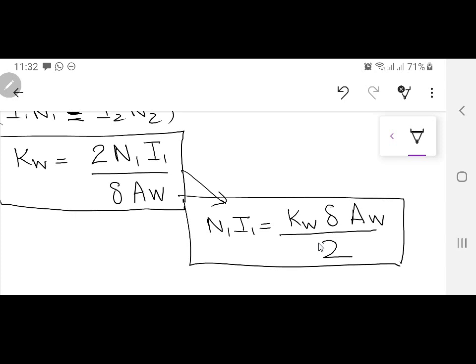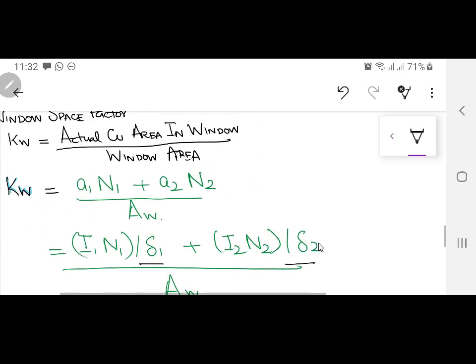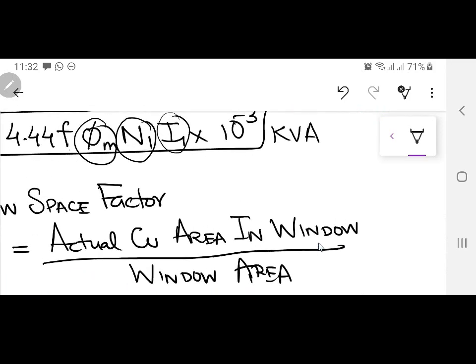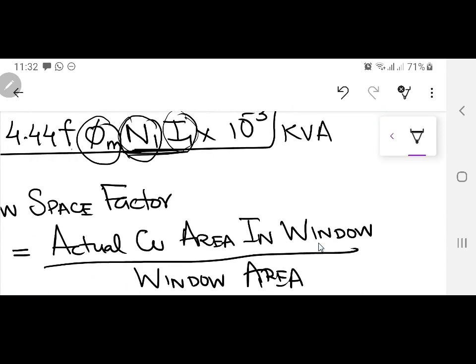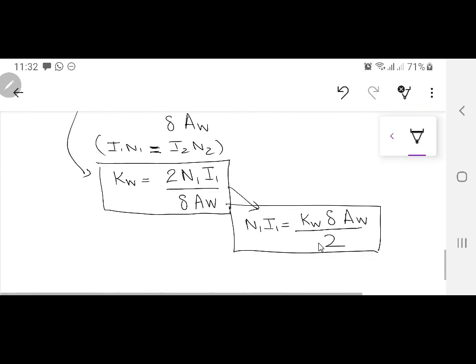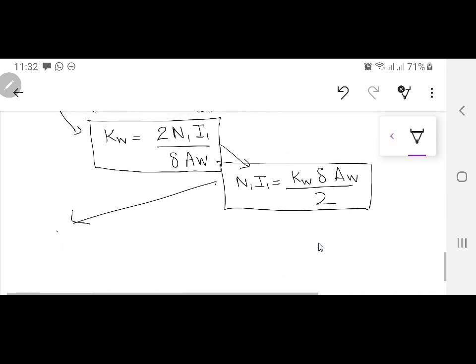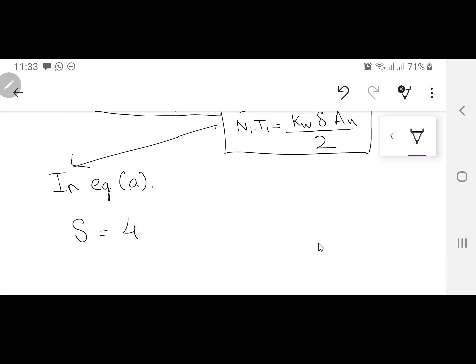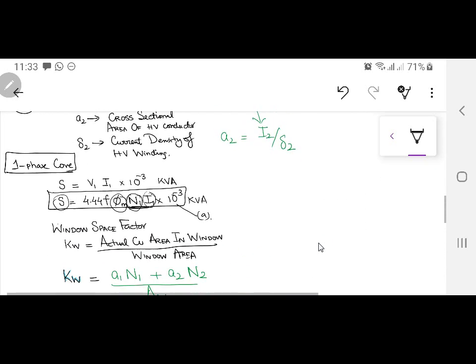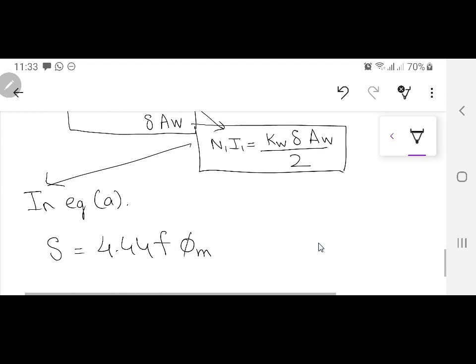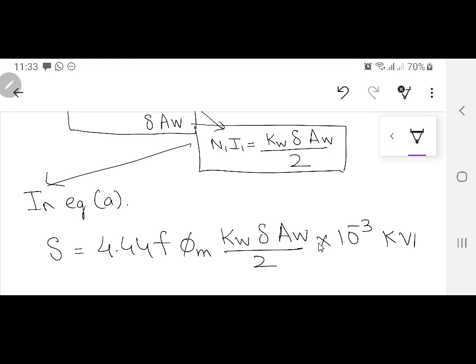Now why have I taken this N1 I1 to the other side? Because if I go back to my equation, there I had N1 I1 as a common term. Let me call this equation A. So if I now put this value in equation A, what happens? This S equals 4.44 F into phi m into, let me go over there, this is N1 I1, N1 I1 is KW delta AW by 2 into 10 raised to power minus 3 kVA.